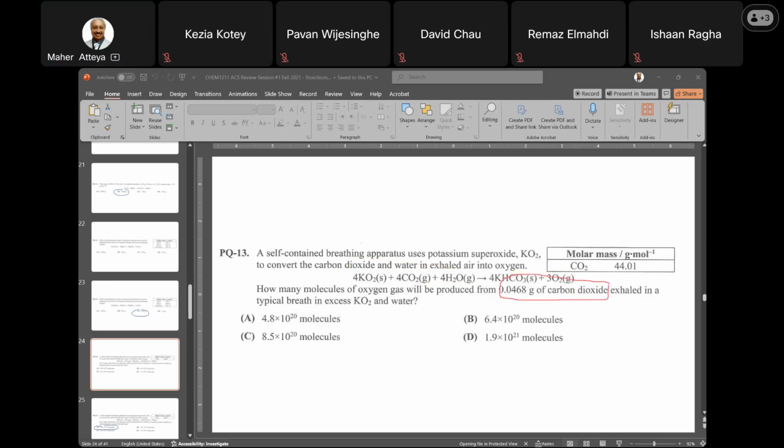So I will say 0.0468 grams of CO2. How many sig figs? It's not typing very well.